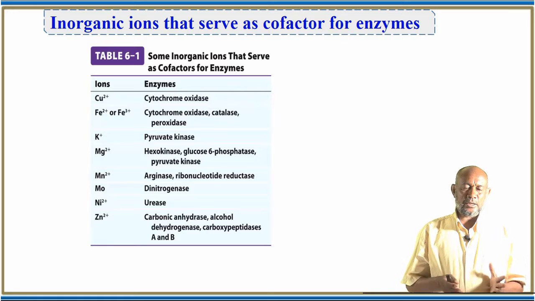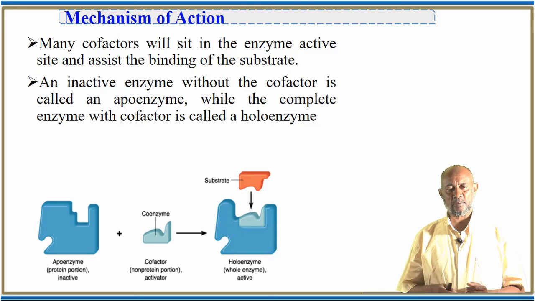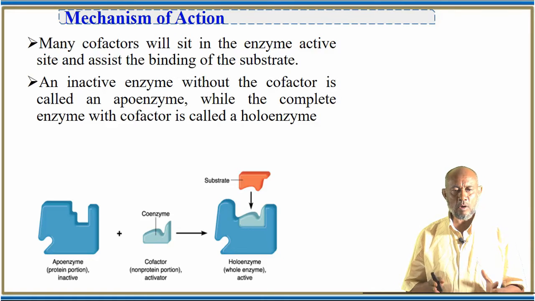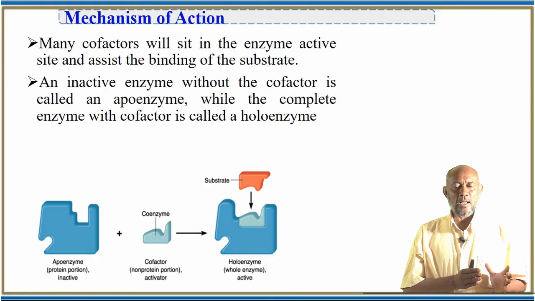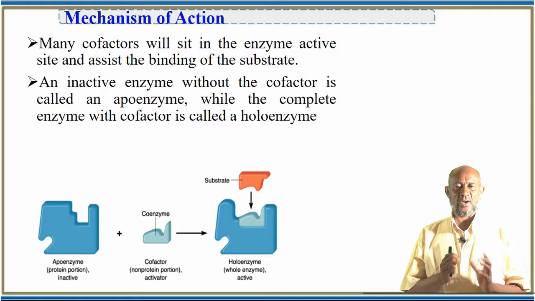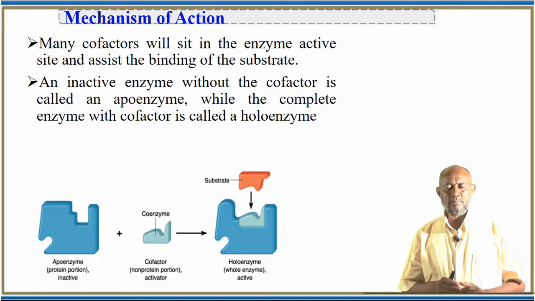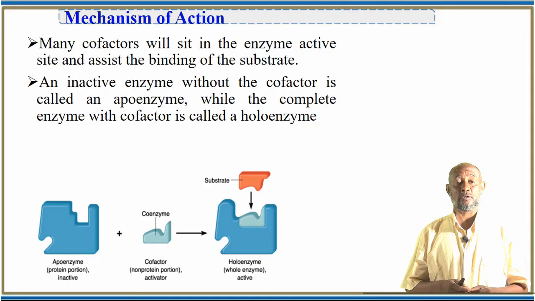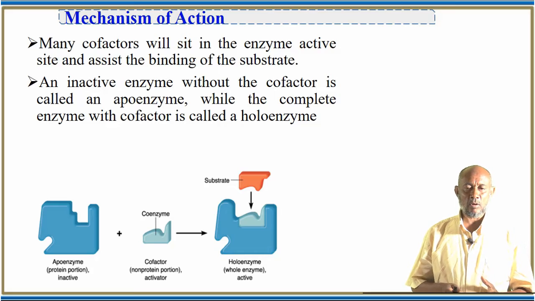The mechanism of action is that many cofactors will sit in the enzyme active site and assist the binding of the substrate. Okay? We said that the cofactors are helper molecules. Helper molecule, molecule awiya qaybta enzyme ka garhan qaybta protein ka ya awiyan sidu u noqdo mid active mid furfuran oo gali kara shaqo. An inactive enzyme without a cofactor is called an apoenzyme, while the complete enzyme with a cofactor is called a holoenzyme.